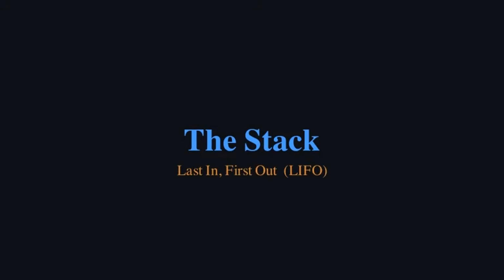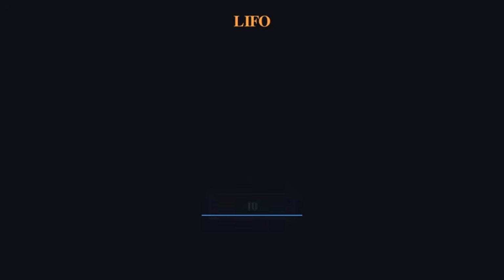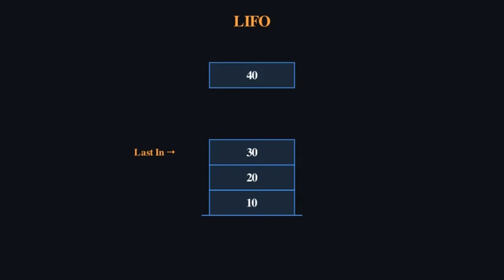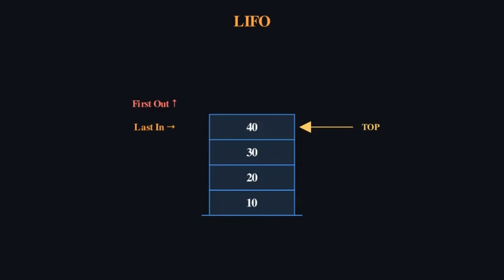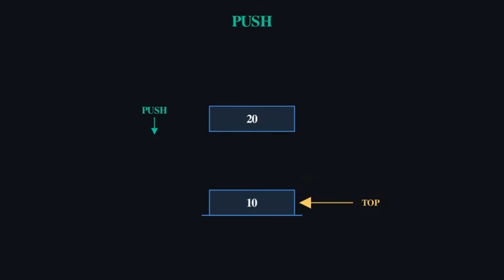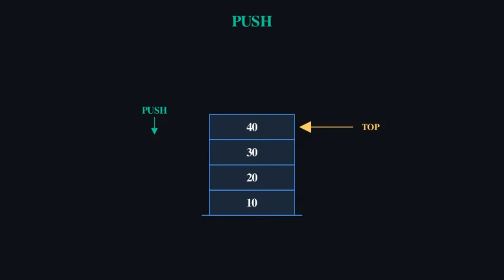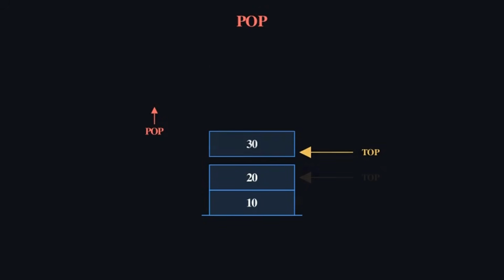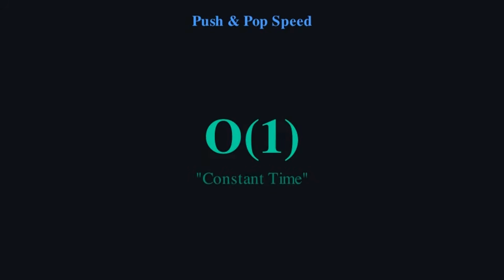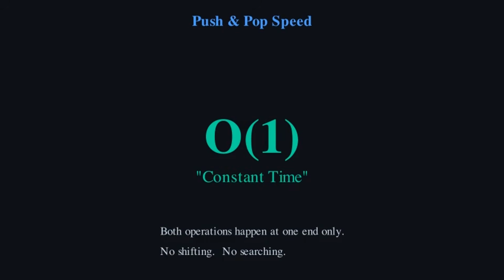Now for the stack, probably one of the easiest data structures you'll ever learn. A stack is a linear data structure that stores elements in a last in, first out order, meaning that the last item added is the first one removed. Elements are added to the top of the stack using an operation called push, and they're removed from the top with an operation called pop. That's it. And because both these operations happen at one end, the time it takes to push and pop is O of 1 constant time.